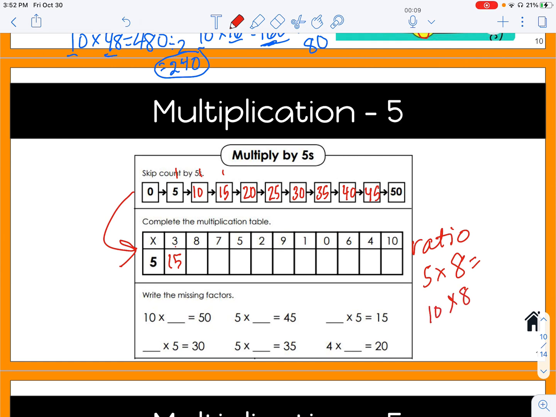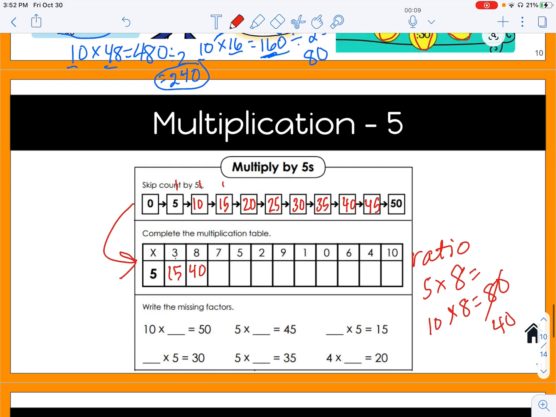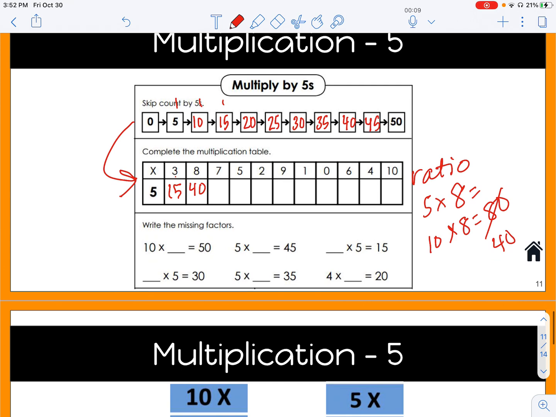Or I could use a strategy that we were looking at and do 5 times 8 is really 10 times 8, which is 80. Cut it in half and we get 40. So we can put 40 right here and so on. I'm going to continue, but that's how you do that.